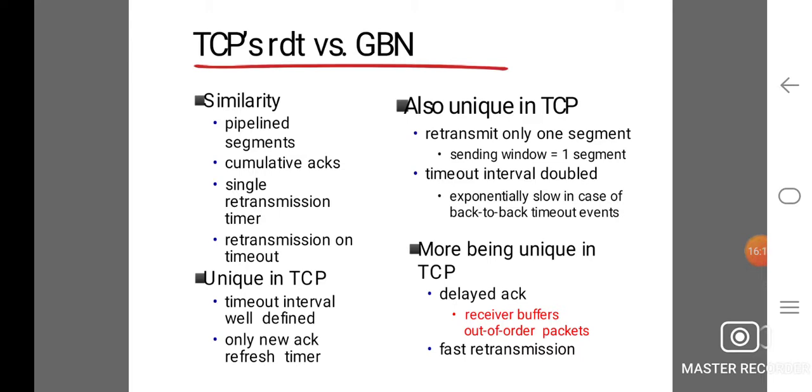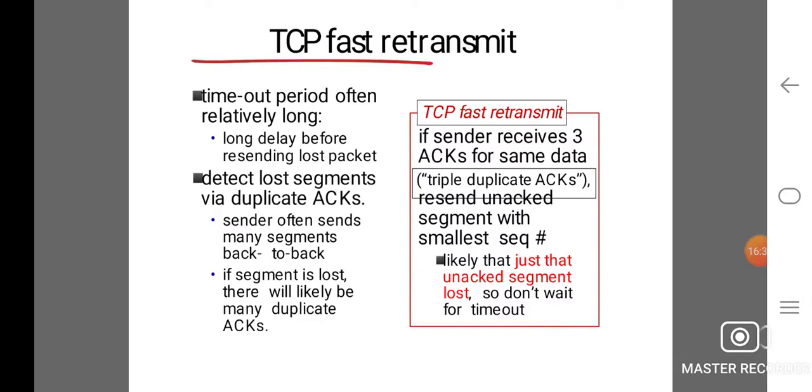TCP's RDT versus Go-Back-N. It is also unique in TCP: retransmit only one segment, the sending window is equal to one segment, and the timeout interval is doubled, exponentially slower in case of back-to-back timeout events. Also unique in TCP: delayed acknowledgement, receiver buffer of out-of-order packets, and fast retransmission.